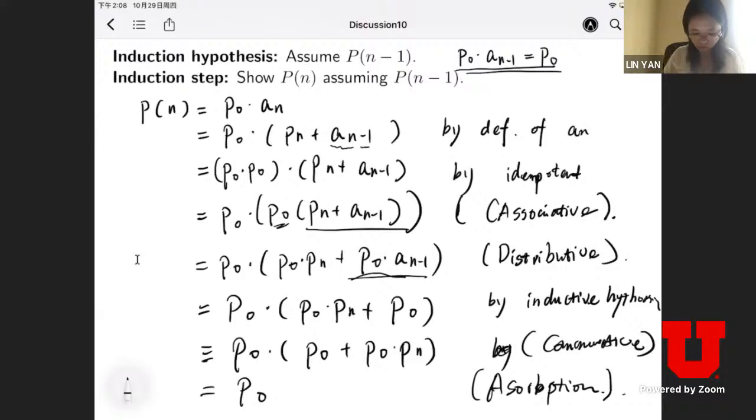So the hard part of this problem is that we want to use the inductive hypothesis, so we need a P0 beside An minus 1. So we need to use distributive to have this item.